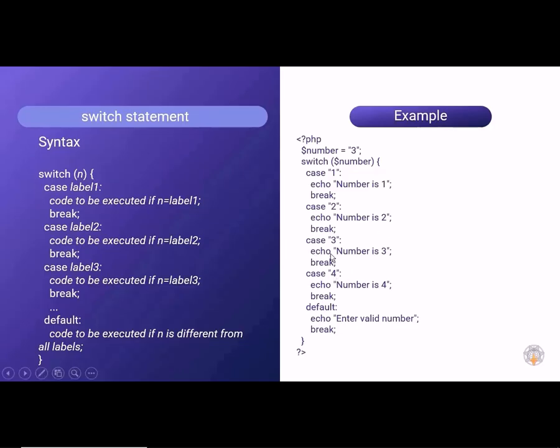If this condition fails, then it will check case 4. If case 4 is true, then it will print number is 4. Or if all the cases are false, then it will execute the default statement, that is, enter a valid number. So I'll explain it in an example. So let's start with the examples.